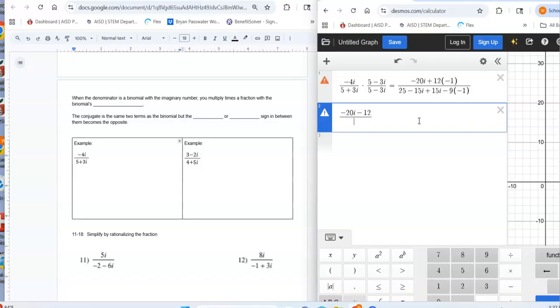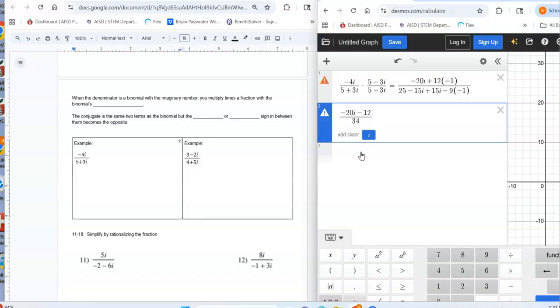Now the bottom. Notice that you have -15i plus 15i. That actually becomes 0. These cancel each other out. So that leaves us with just 25 plus 9. This becomes +9. So 25 plus 9 is 34. And that's actually correct.